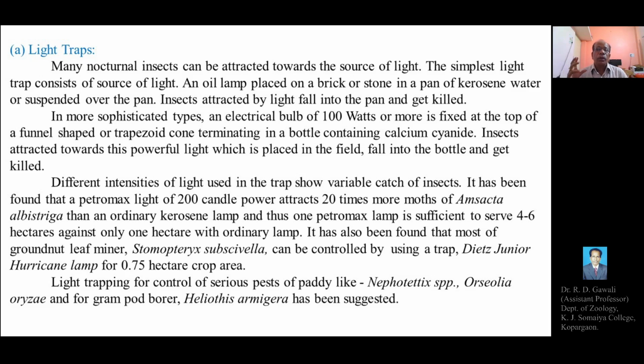Light trapping for control of serious pests of paddy like Nephotettix species or Orseolia oryzae, and for gram pod borer Helicoverpa armigera has been suggested. So light traps can also be used for the control of various serious pests of the paddy or rice crop. There are different types of light traps which can be used successfully for aggregation or collecting and destruction or killing of different types of insect pests during nights.